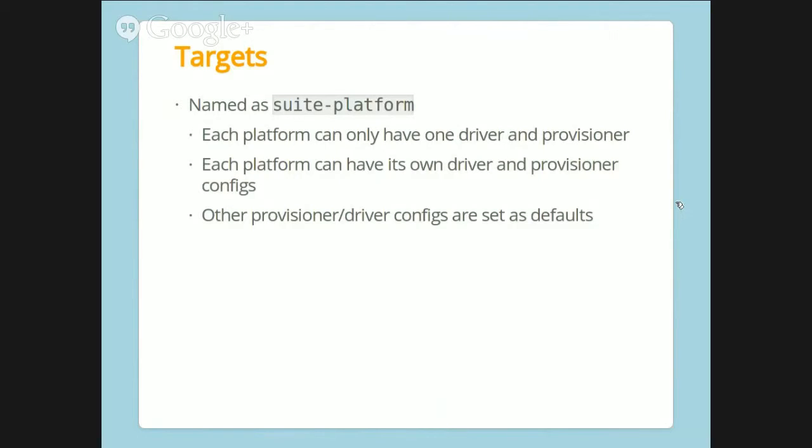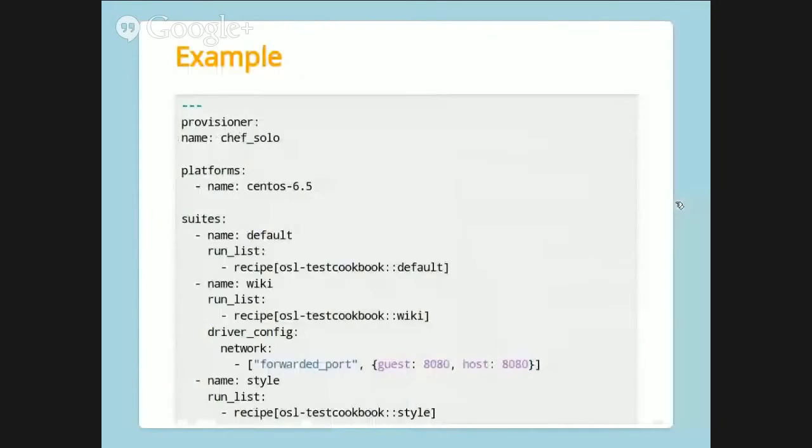The other odd thing is that all of the driver configs and platform configs, basically all the configs, can be nested into each other. So a platform can have a set of configurations, and each suite can overwrite those with its own platform configurations. I'll show you an example of that in a little bit. In general, if you set the config under its proper category, then it's just a default, but there's no guarantee that'll actually happen. Here's an example of a .kitchen.yaml.